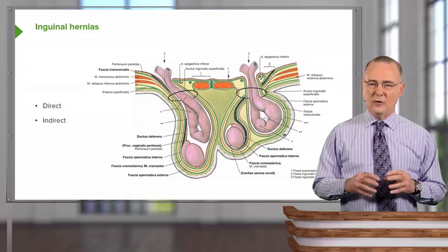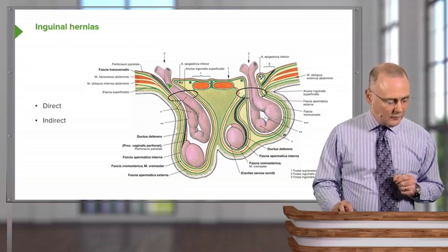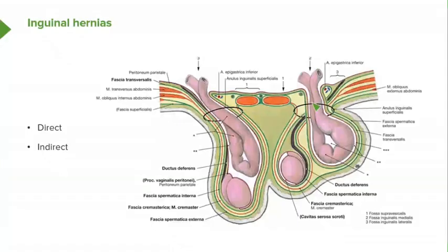Here we have a herniation of intestinal loops into the scrotum. This is more common in men, but we can have an inguinal hernia occurring in women. The difference between a direct and an indirect is the relationship that the intestinal loop will take to enter the scrotum.